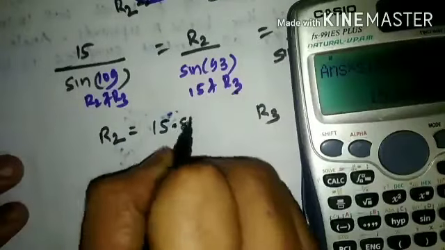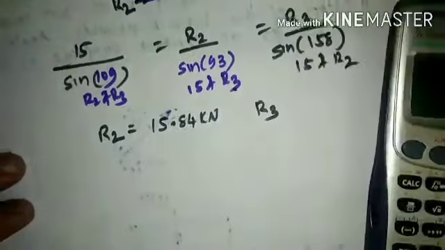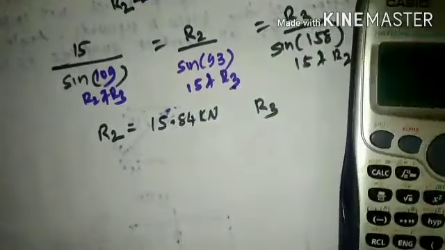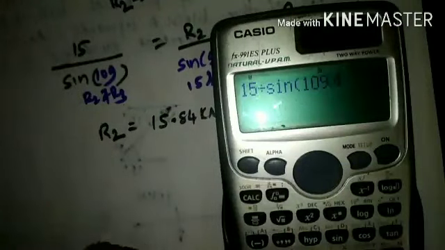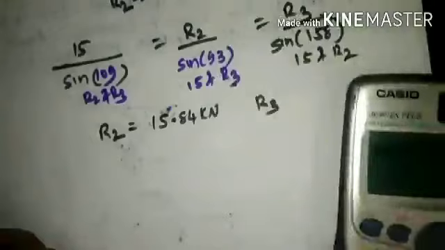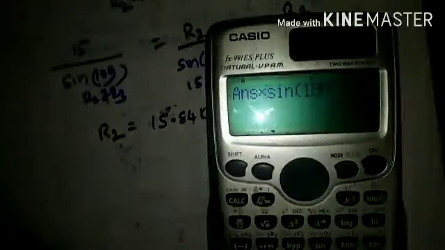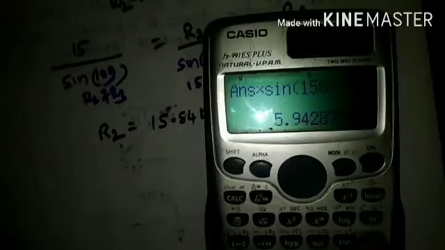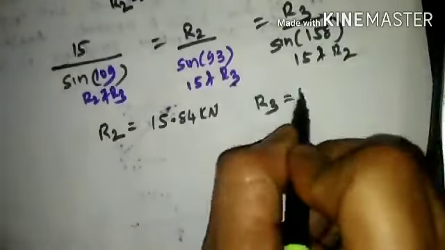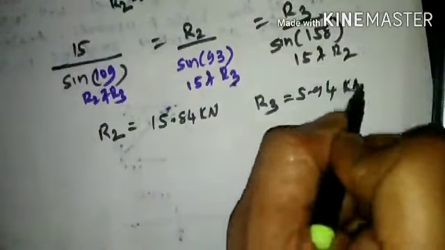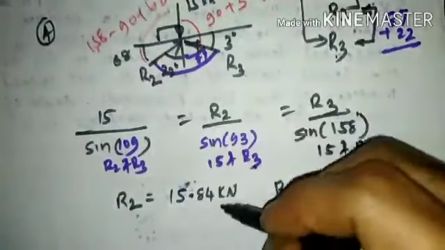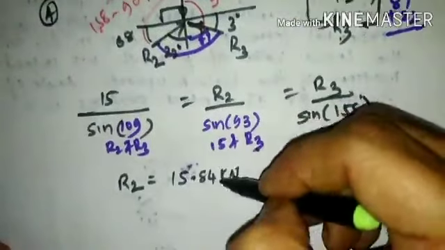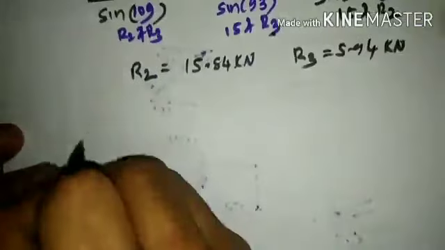So the R2 value comes out to 15.84 kilonewton, whereas the R3 value is 15 divided by sine of 109 multiplied by sine of 158, which comes out to 5.94 kilonewton. That is, the value of R3 here is 5.94, whereas the value of R2 is 15.84. The same 15.84 we are going to make use of for block B.